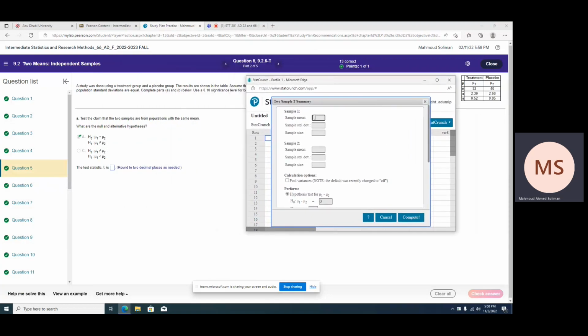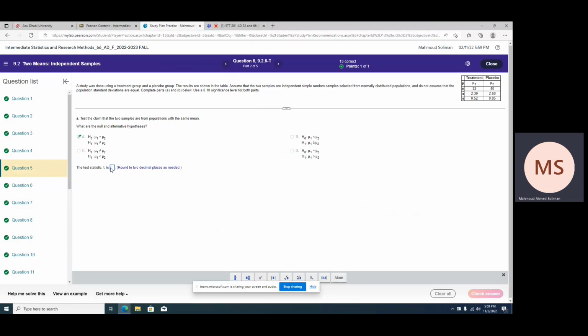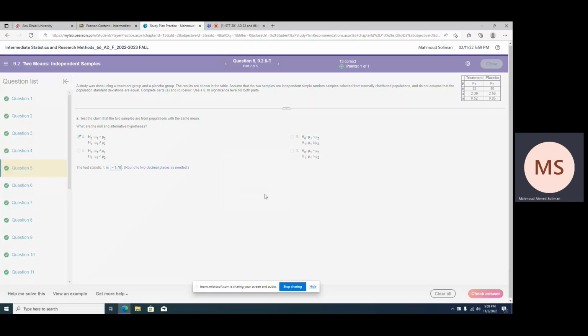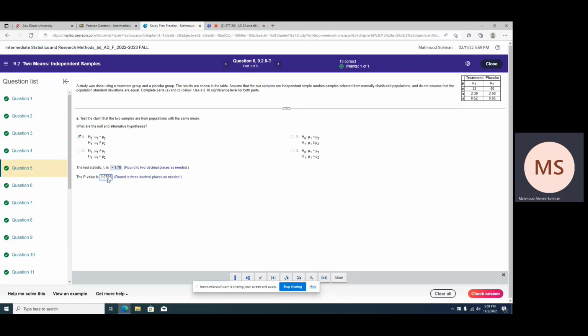And here, mu1 is 32. No, the mean is 2.39. Standard deviation 0.52. And 32 for sample size. Then for sample 2, 2.68, standard deviation 0.85, and 40. And then we have the same compute. Copy t-stat, paste, 2 decimals. P-value, copy, paste. So we'll have to round up.